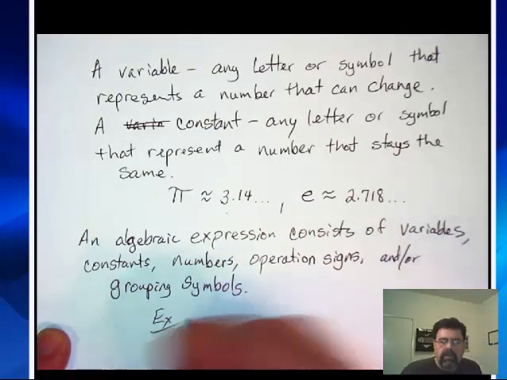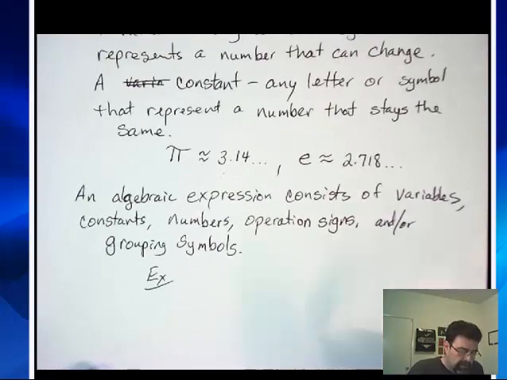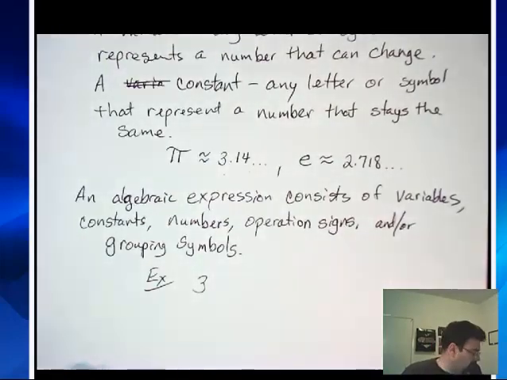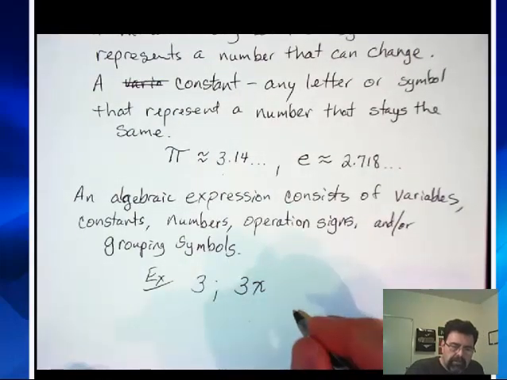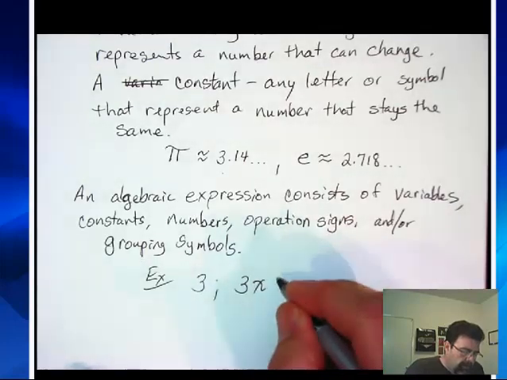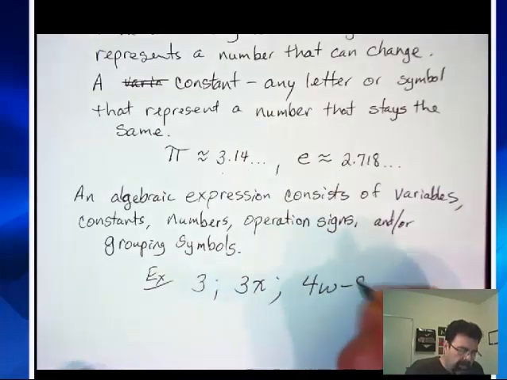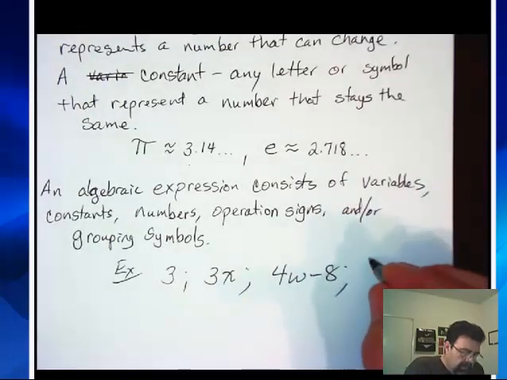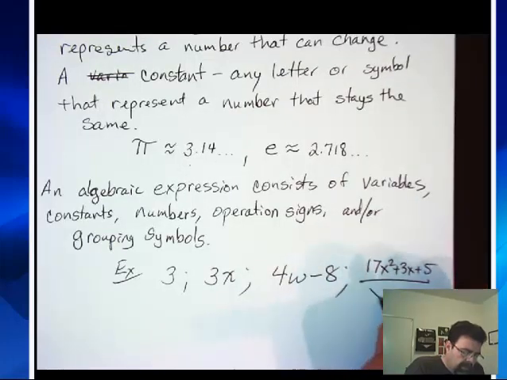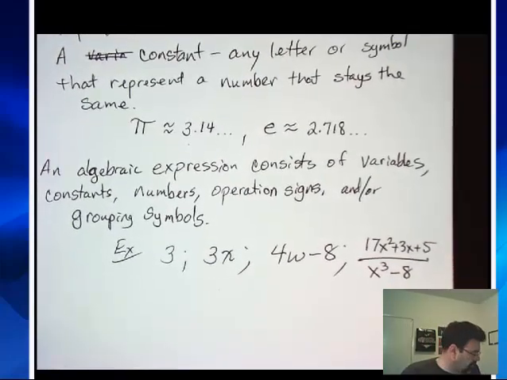Okay, let me give you some examples here. Any of those by themselves could be an algebraic expression. It could be as simple as just a number. Right? That's an algebraic expression. Not very exciting. Maybe you can do some numbers and letters. You can do something like 4w minus 8, a little more complicated. And even 17x squared plus 3x plus 5 over x cubed minus 8. Okay, so those are all algebraic expressions.